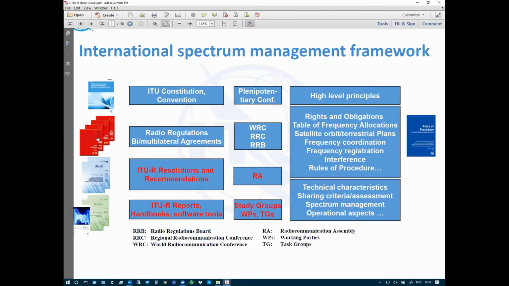Something important I'm going to discuss tomorrow, associated to the Radio Regulations, are the Rules of Procedure. They contain the rights and obligations, stable frequencies, and so on. And then, as part of the products of the sector, we also have the ITU-R resolutions and recommendations. The ITU-R resolutions are decided by the Radio Assembly, and the ITU-R reports, handbooks and recommendations are decided by the study groups.